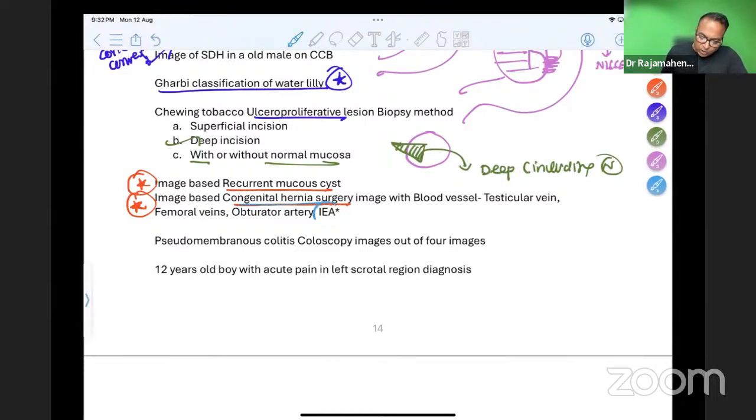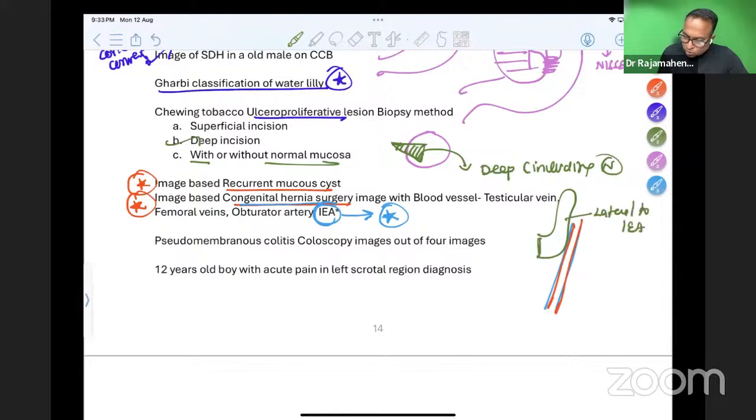The only image they can point out here is the inferior epigastric artery. So the inferior epigastric artery will be seen running like this, and this is the inferior epigastric artery, and you can see the sac coming laterally like this. So lateral to the inferior epigastric artery. If at all an image is asked, they can only ask the inferior epigastric artery image as an intra-op image.